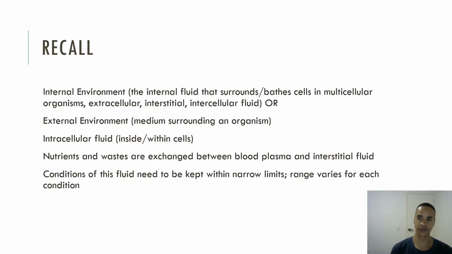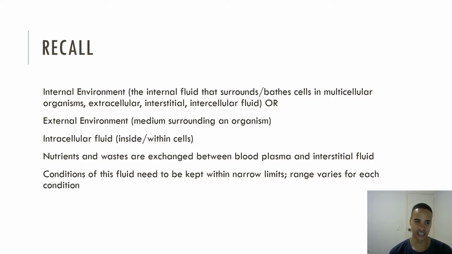So I want you to remember, and this will be from the plasma membrane stuff that we talked about, the internal environment, so this is the interstitial fluid, the internal fluid that surrounds our cells in multicellular organisms, and the external environment. So this might be the things surrounding an organism. So we have exchange: nutrients, gas, waste. Things are exchanged between the plasma, the stuff in our blood, and the fluid surrounding these cells, the interstitial fluid.